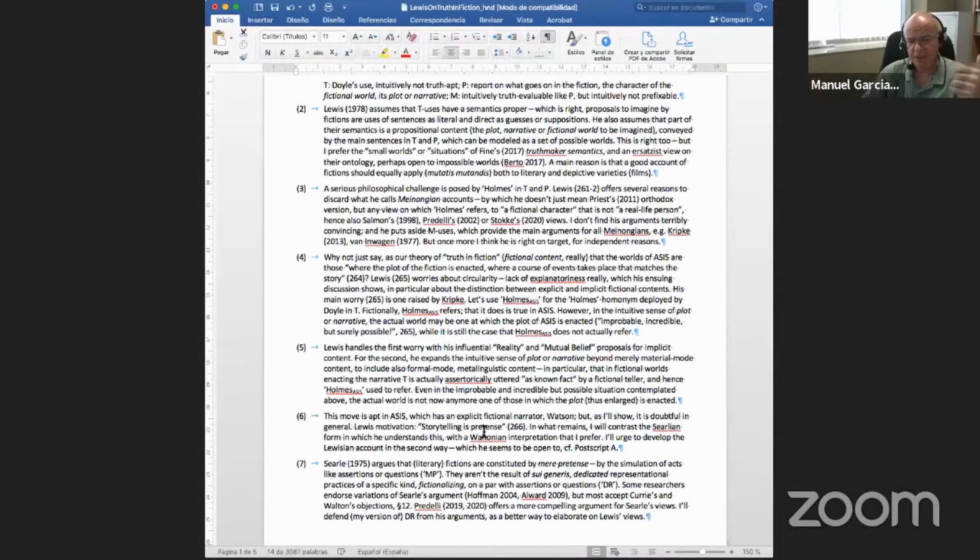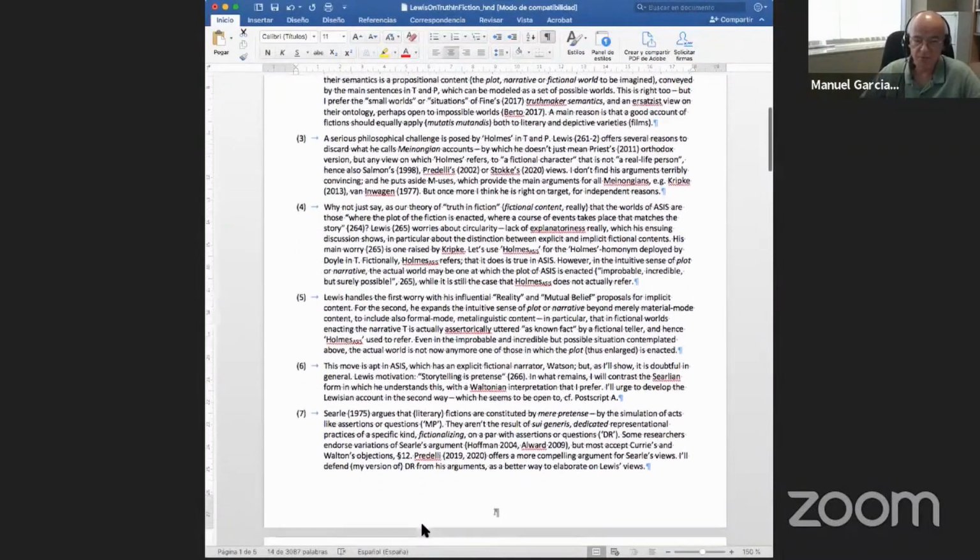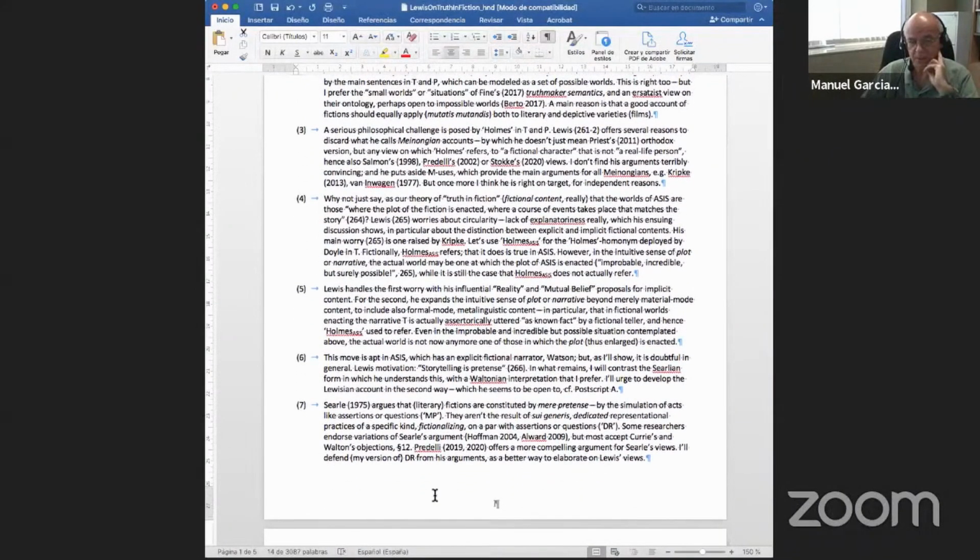Lewis worries about circularity. I don't think that in general we should worry so much about circularity in philosophy. I think that we should take this kind of worry as a question of to what extent a proposal is explanatory enough, perhaps in comparison with others. And I think that this is, in any case, the way I suggest we should consider the worry that Lewis raises. And we can see that this intuitive theory is philosophically wanting.